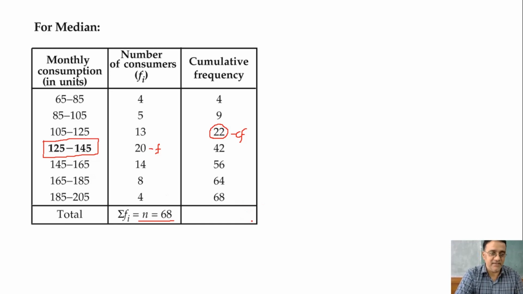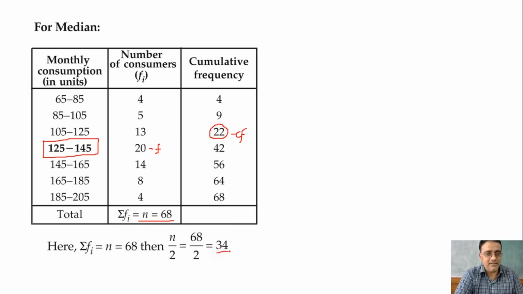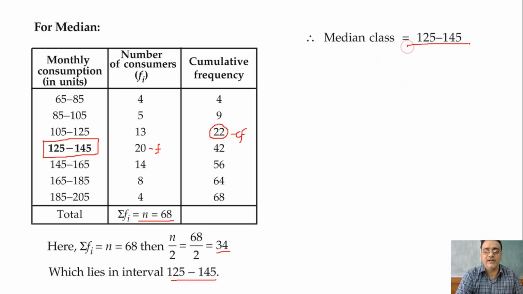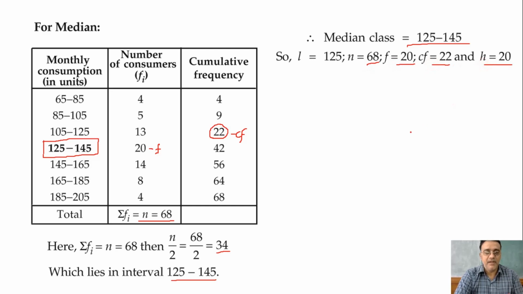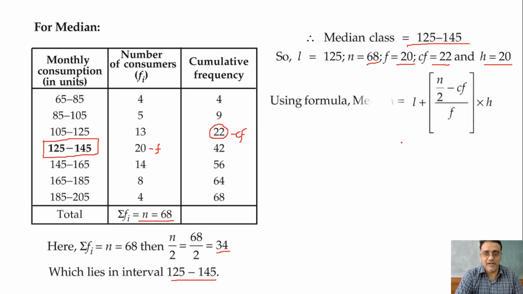Okay. So how will we write it up? First, we will write n, n by 2, that is 34. Now, we'll write which corresponds to the interval 125 to 145. Therefore, the median class is 125 to 145. Okay. Now, we'll write all these values. L is equal to 125, n is equal to 68, F is 20, CF is 22, and H is 20. After that, we will write the formula. Then we will substitute all the values.